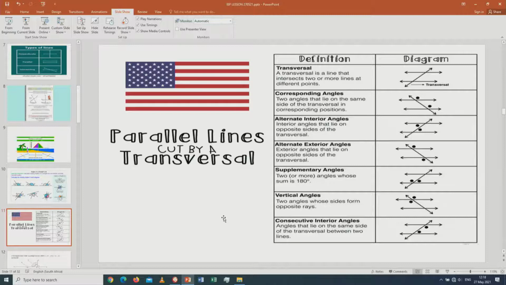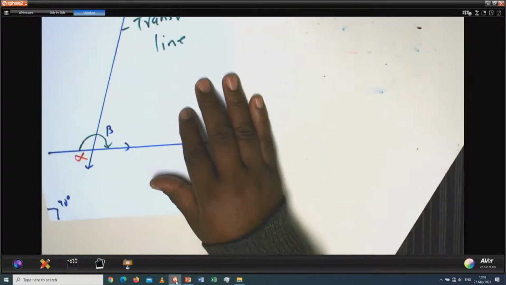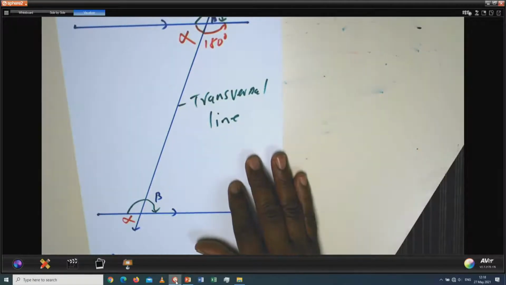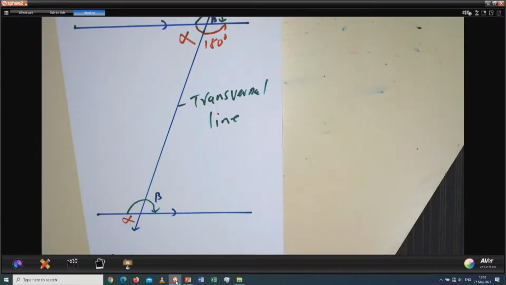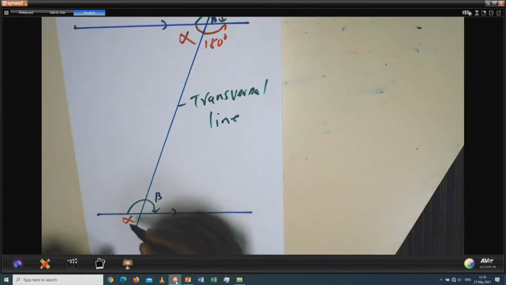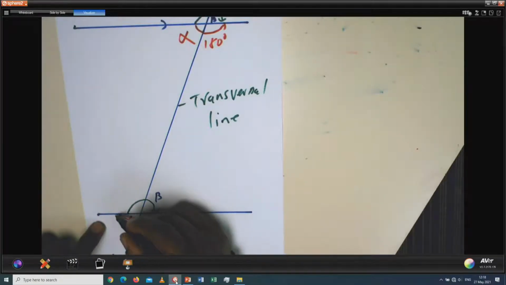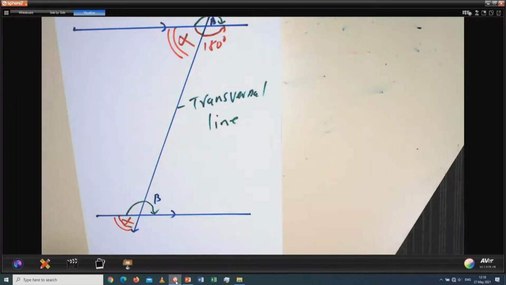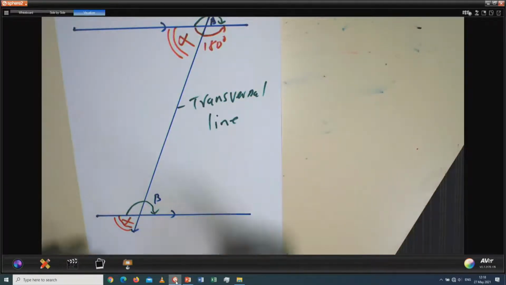Let me just use the same colors. Corresponding angles. These angles are called corresponding angles. Look at how they are positioned.